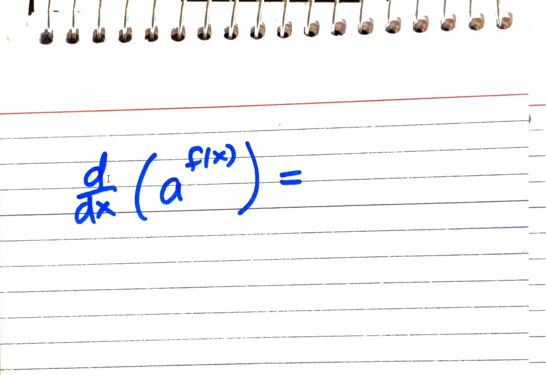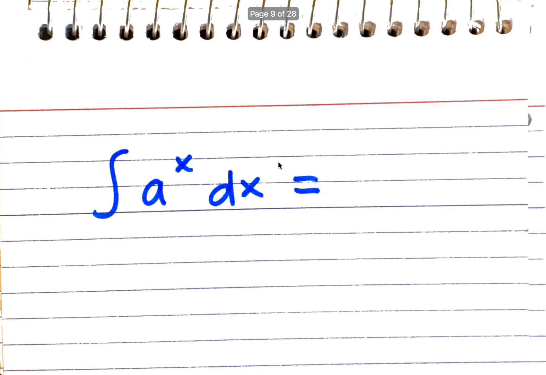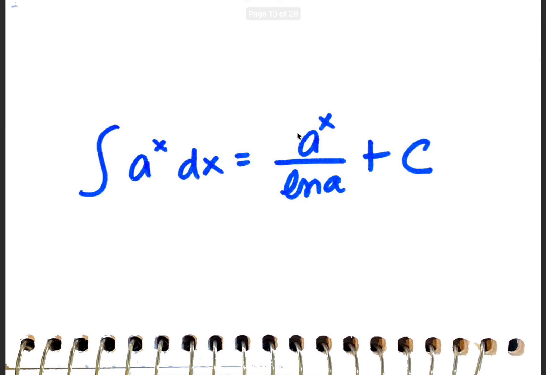How about taking the derivative of a constant raised to a function? You will get the constant raised to that function times natural log of that constant times the derivative of that function. How about the antiderivative of a to the x dx? You will get a to the x over natural log of a plus c. Notice that this is just the opposite process of how we take the derivative of a to the x.